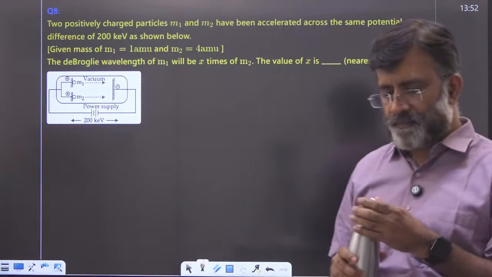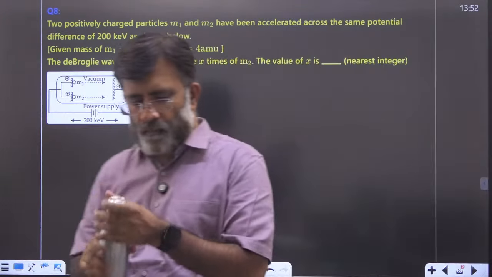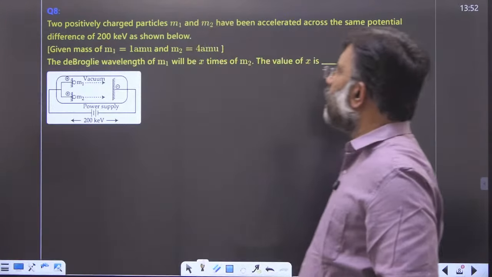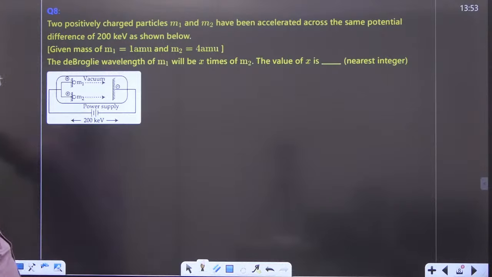The eighth question. Two positively charged particles M1, M2 have been accelerated across the same potential difference of 200 kilo electron volt as shown below. Given mass M1 is 1 AMU, M2 is 4 AMU. The de Broglie wavelength of M1 will be x times M2. What is x?